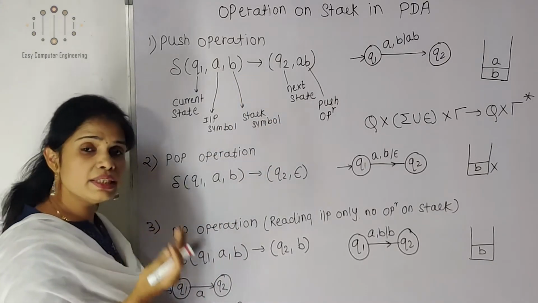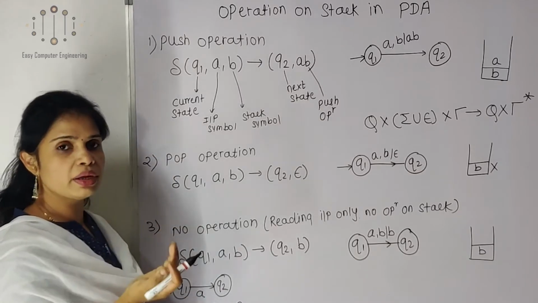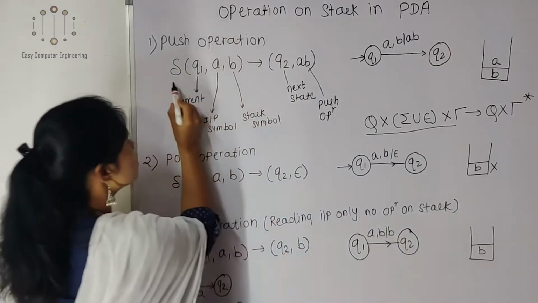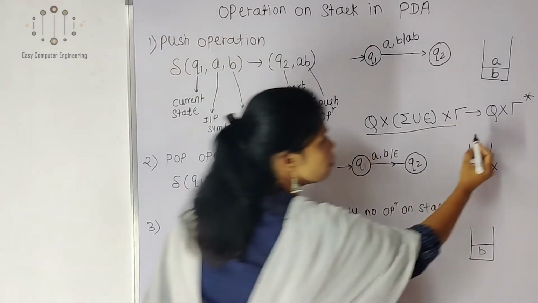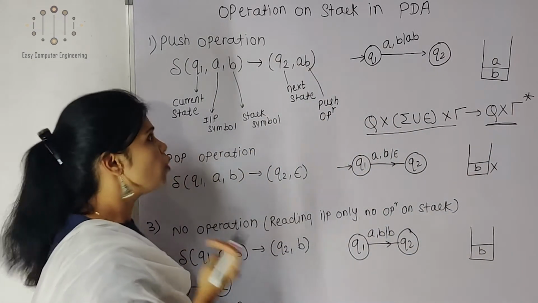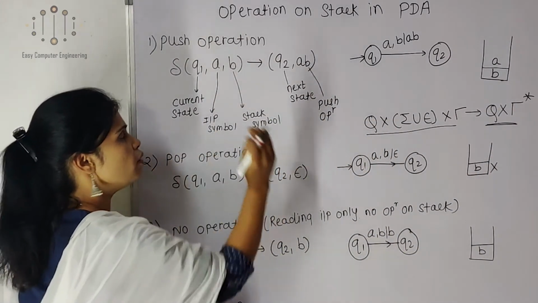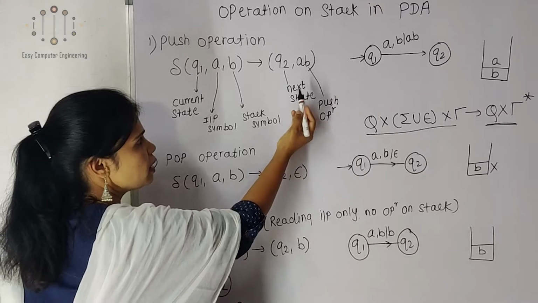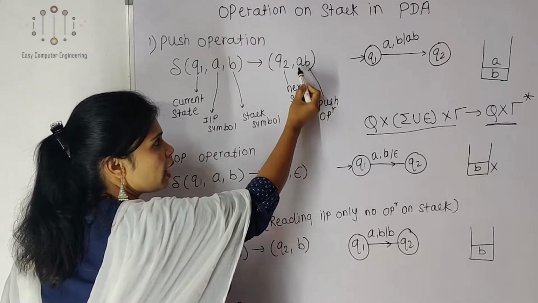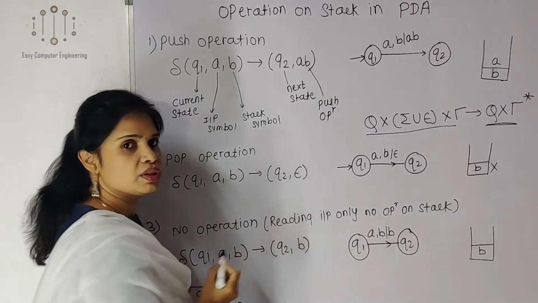And if there is a push operation, how can we show this part? So this is nothing but this one. And for this push operation, how can we show it? I am moving from one state to another state. So this is the next state, and this is AB, meaning the push operation.